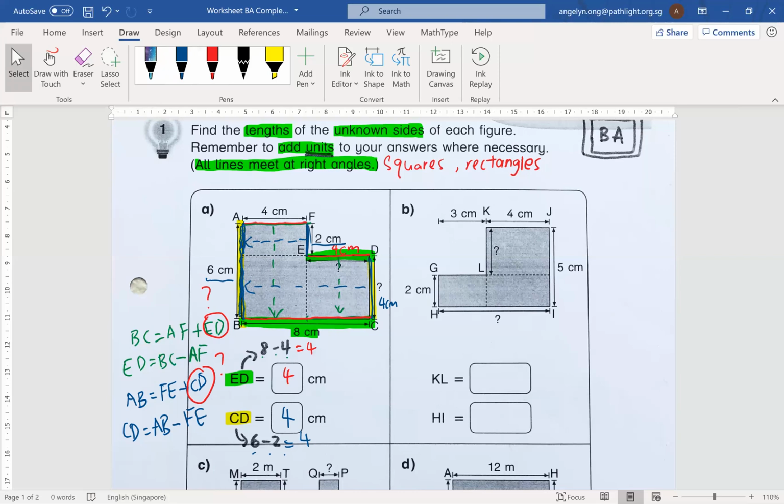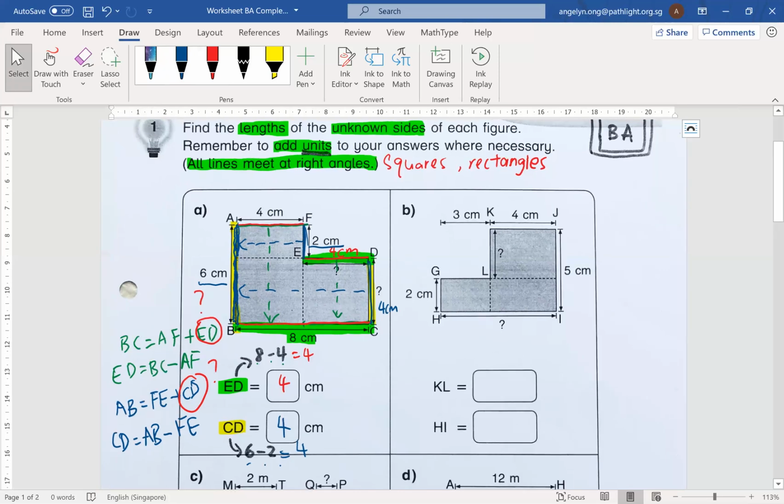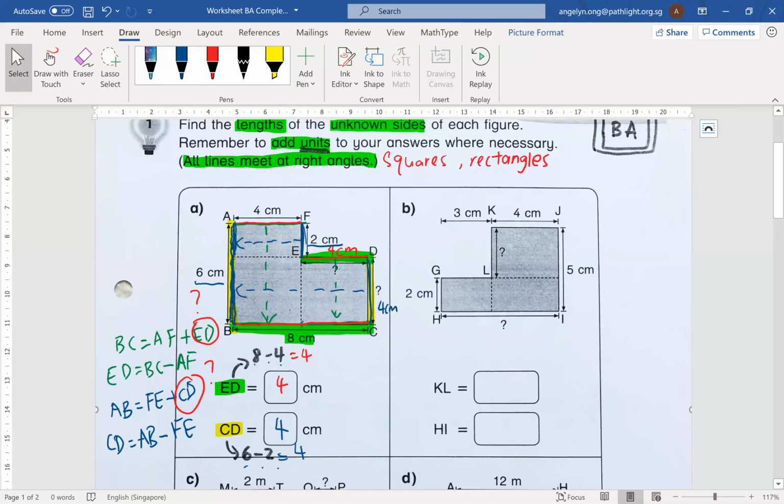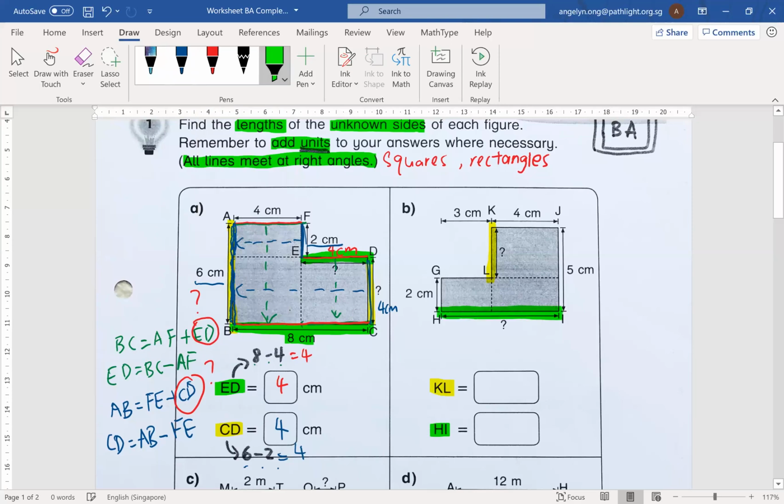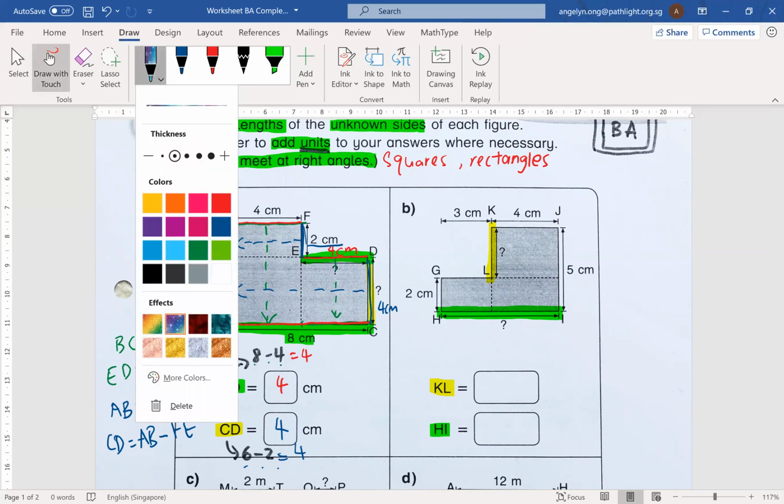Now let's move on to question B. I need to find the lines KL, which is over here, and I need to find HI, which is over here. Okay, so same thing like question A, we need to find out where all the lines can fit. So first, let's find KL.